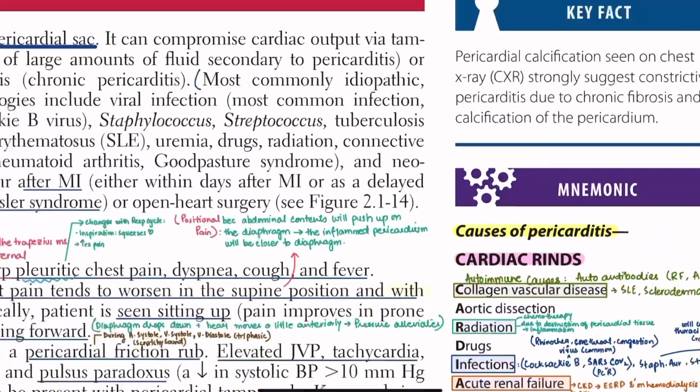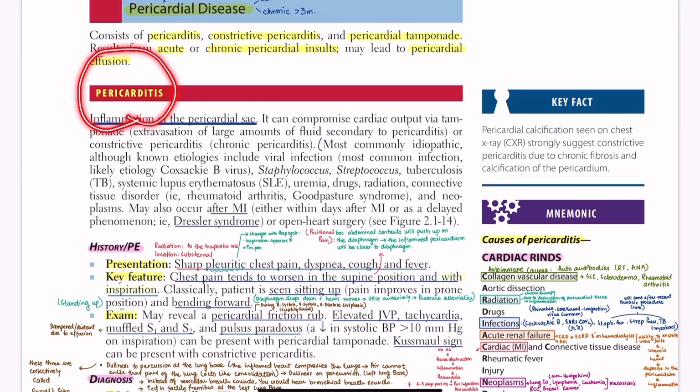And this sums up our discussion of pericarditis for today. In the next video, we will be talking about constrictive pericarditis and pericardial tamponade.